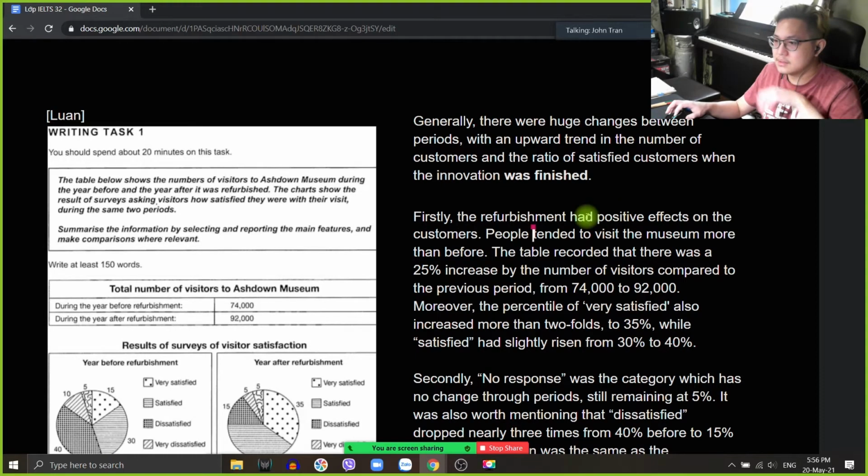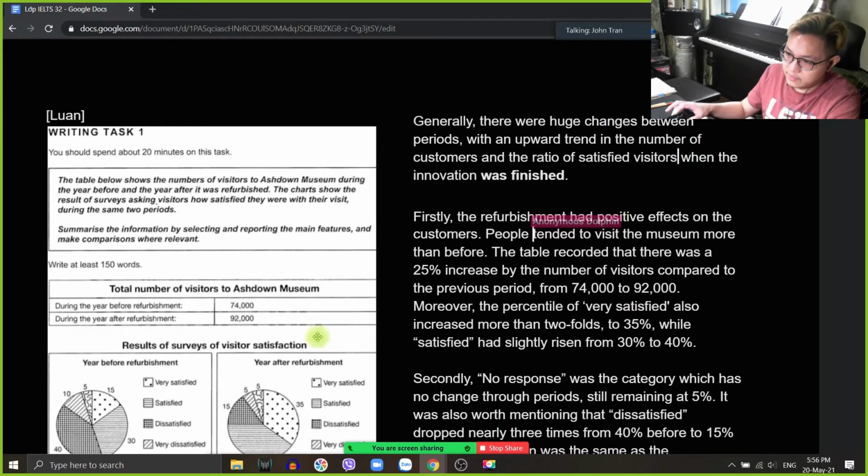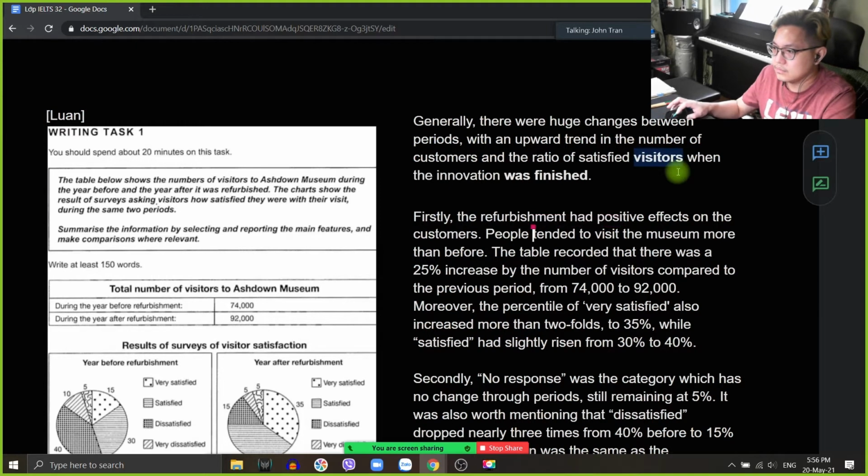An upward trend for the customers and the ratio. Let's not use the word customer again. The ratio of satisfied, let's say, visitors. You can use the same word, visitors, here. Okay, there's an upward trend for both of them. Upward trend for the number of customers and upward trend for the ratio of satisfied visitors when the renovation was finished. Okay, good.